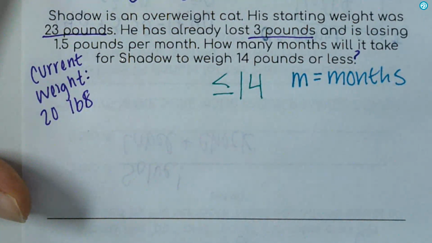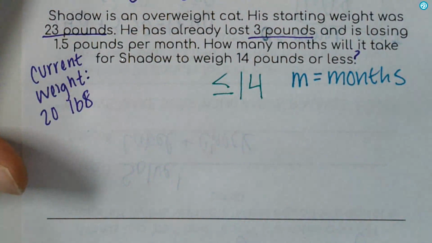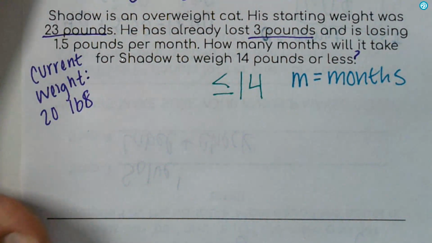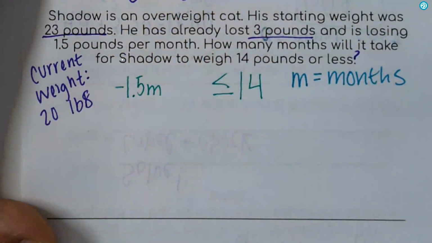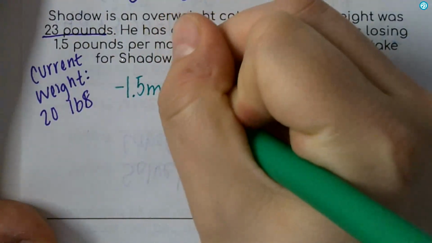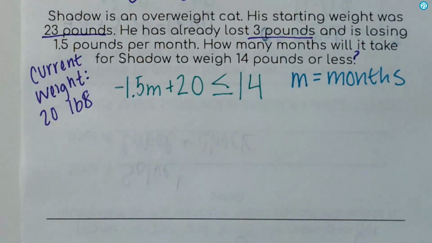Okay, how much is he losing per month? 1.5. Here's the tricky thing about this one: that 1.5 needs to be negative. So our rate is negative 1.5 per month, plus his starting weight is 20 pounds. And we want to know when he's going to be less than or equal to 14 pounds. Go Shadow.